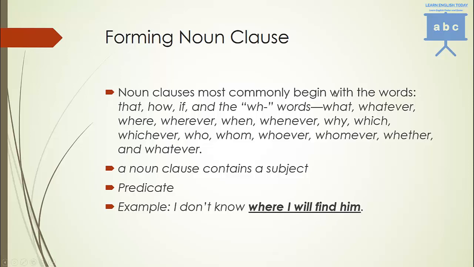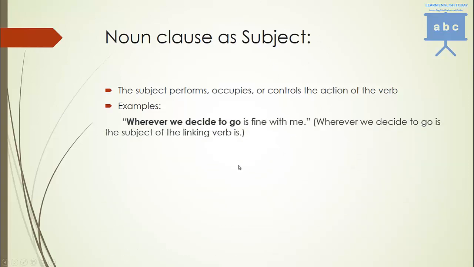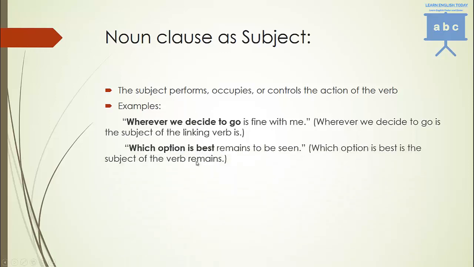So that's why we can call it a noun clause. Okay, a noun clause can act as a subject, so we said, what is a subject? A subject itself occupies or performs or controls the action of the verb. So it is a definition for the subject. Okay, look at this example. Wherever we decide to go is fine with me. Wherever we decide to go is the subject of the linking verb is. So where is the verb? Is. And this one acts as the subject of the sentence.